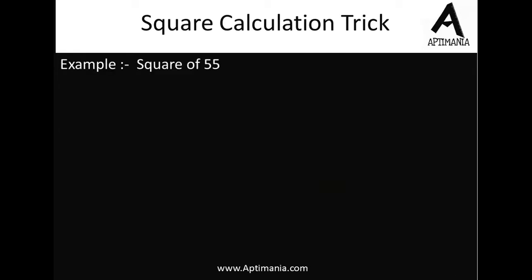Moving to the next example. Suppose we need to calculate the square of 55. Again, since the number is ending in 5, the square will always end in 25. Now here we are left with 5. We will multiply 5 by the next number that comes after 5, that is 6. So 5 into 6 is 30. The square of 55 is nothing but 3025.